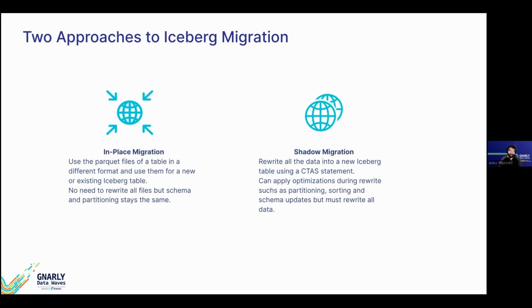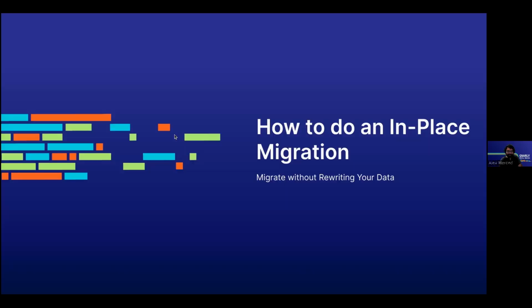Then there's a shadow migration. What a shadow migration will do is you're basically creating a new table. So you are rewriting the data into an Iceberg table. This can be very beneficial because it gives you the opportunity to change how the table's partitioned, change the schema of the table, sort the table, take care of certain optimizations you maybe have been putting off because you didn't really want to rewrite all that data earlier.